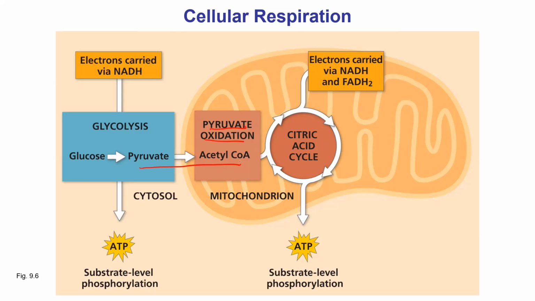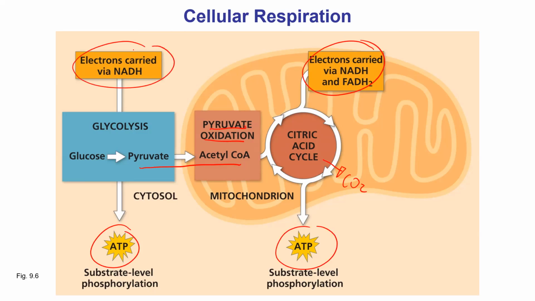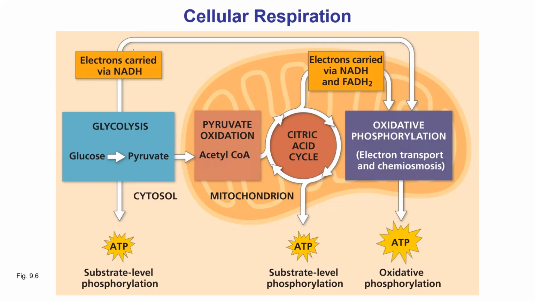But the citric acid cycle is going to take the acetyl-CoA, and it's not shown here, but it's basically converting it to carbon dioxide. And notice we're making a little bit of ATP along the way, and we're making a whole bunch of these electron carriers. So we'll talk about those soon. And then, of course, we have our last step, which is oxidative phosphorylation, which includes the electron transport chain, and we're going to make a whole bunch of ATP there.